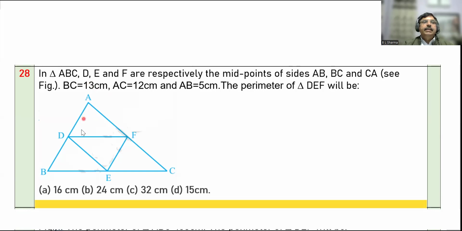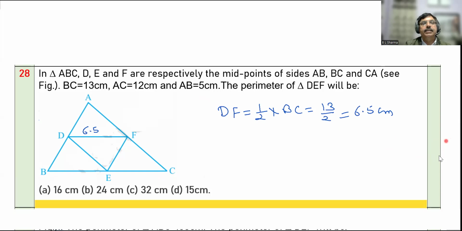In triangle ABC, D is midpoint of AB, E is midpoint of BC, and F is midpoint of AC. This is given, and BC is 13 centimeter, AC is 12 centimeter, AB is 5 centimeter. Then we have to find out the perimeter of triangle DEF. Say DF. DF is half of BC by midpoint theorem. So that is 13 by 2, that is 6.5 centimeter. So DF is 6.5 centimeter.